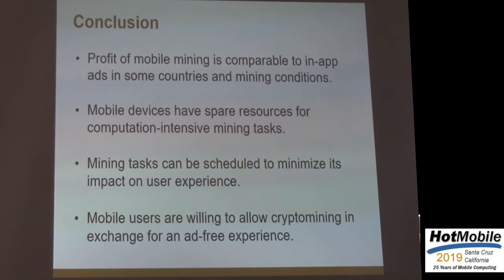So in this study, we showed the initial potential of using crypto mining in terms of profitability, resource consumption, and user experience. According to our initial research, mobile crypto mining can be an alternative to mobile advertisement, at least for some countries and some users. But obviously, to make this whole system work, we need a lot more study. Thank you.